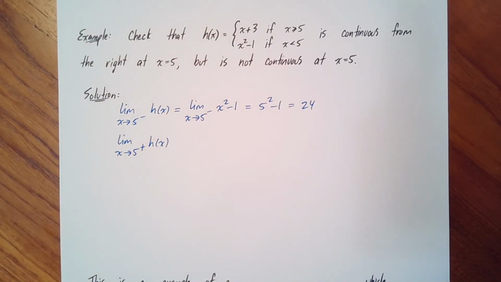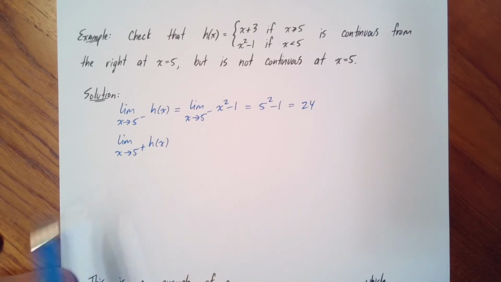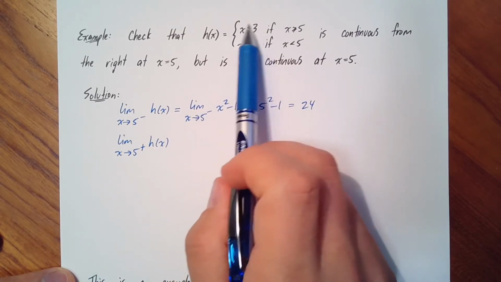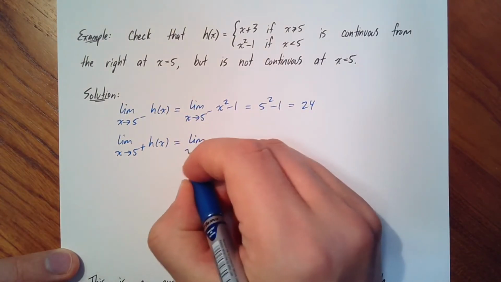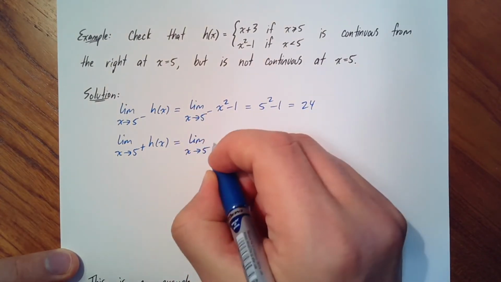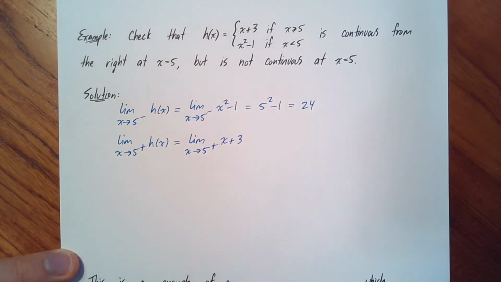Well, that's the other one-sided limit. We have to work that one out as well. And we're going to use the same strategy, right? Start by figuring out what h does. Well, as x approaches 5 from the right, that means the values of x are greater than 5. Right? So h of x is going to behave exactly like x plus 3. So we'll get the limit as x approaches 5 of x plus 3.